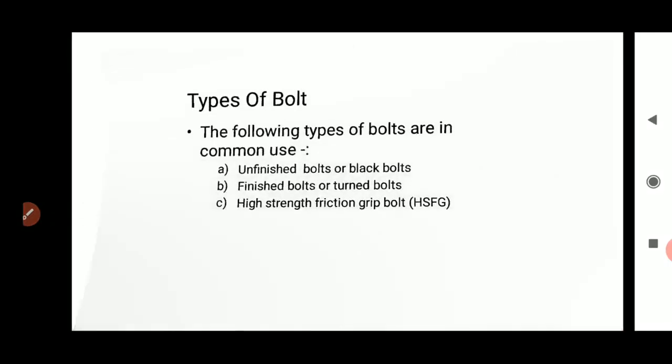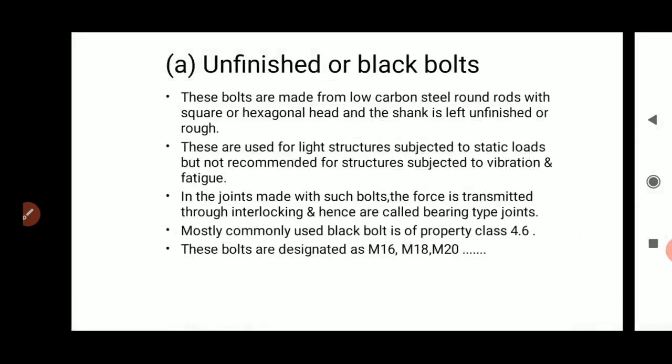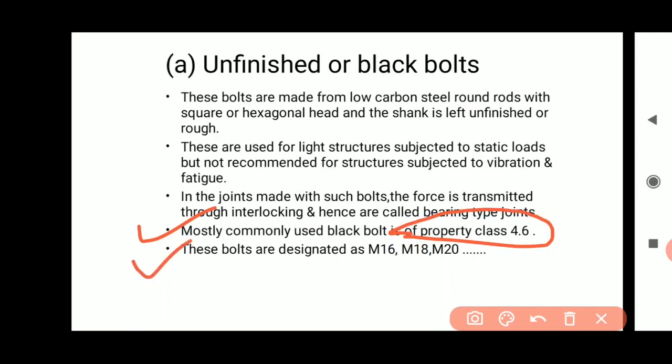Then the next point is the most commonly used black bolt is of property class 4.6. This property class I will explain later in this lecture only. The next point is these bolts are designated as M16, M18, M20 like this. Here M16 means the nominal diameter of the shank, and M stands for metric unit.